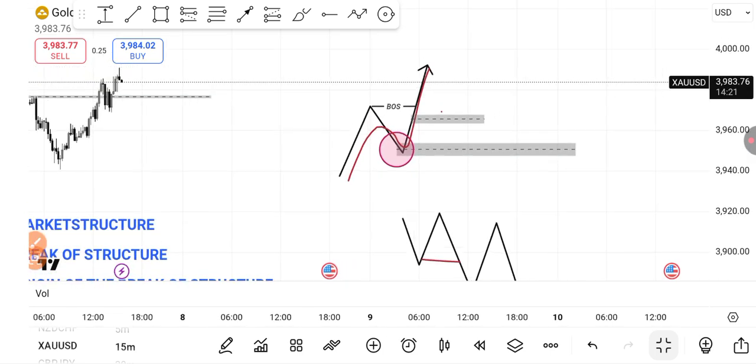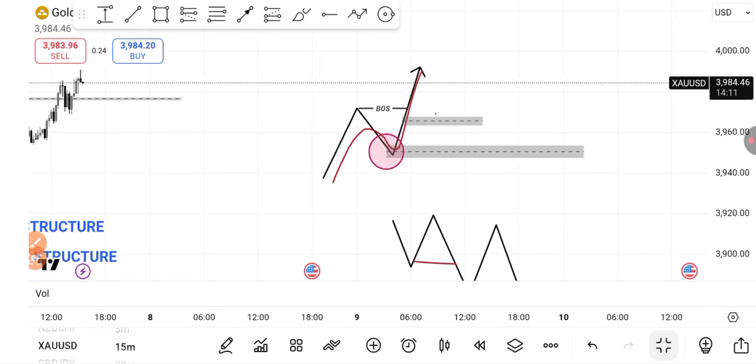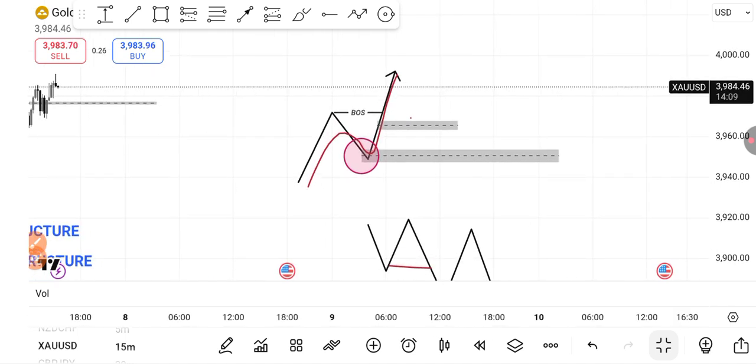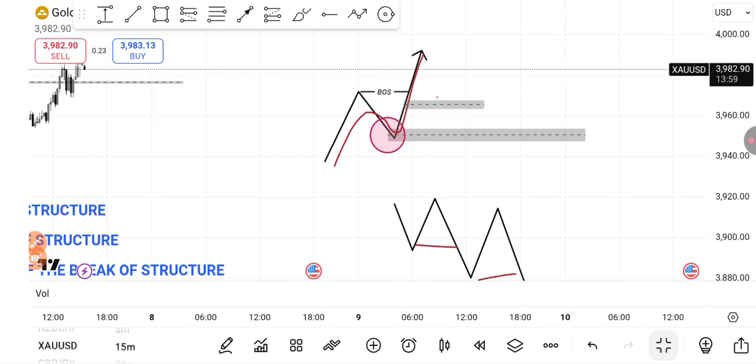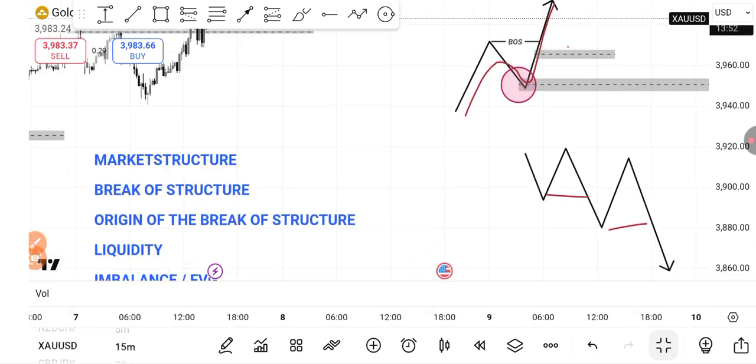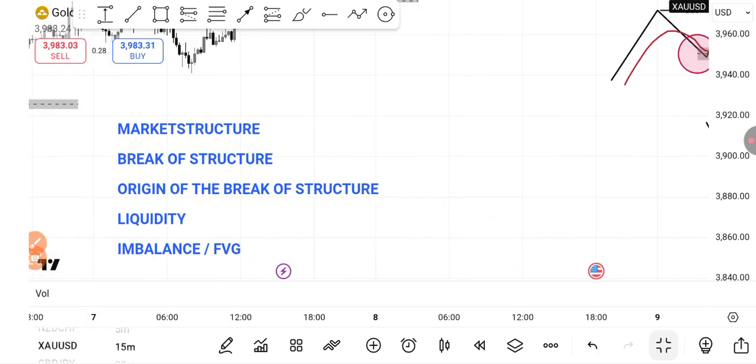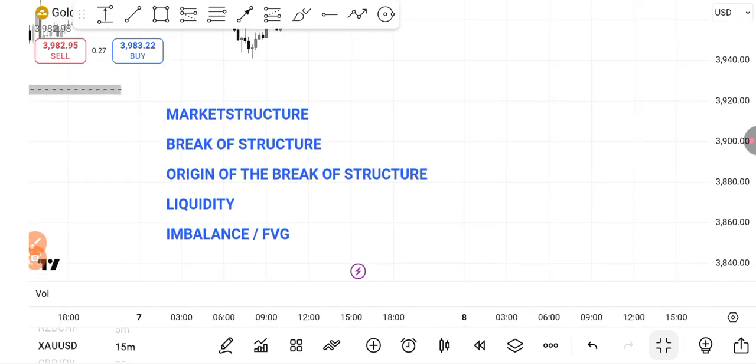So to explain the origin best, I may say it is the last consolidation before the market makes a break of structure. In smart money concepts, it can be the last candle before the fair value gap. The fair value gap is the gap between the third and the first candle in a chart. I'm going to take you through the practical part of it on the charts. So this is my outline.